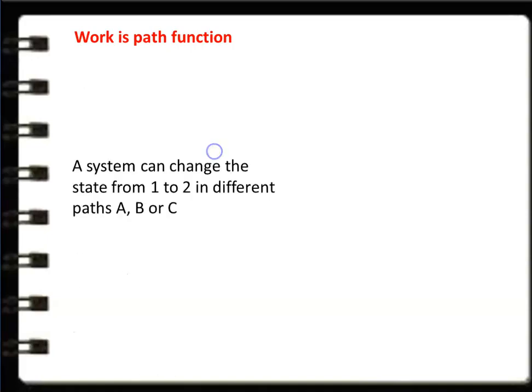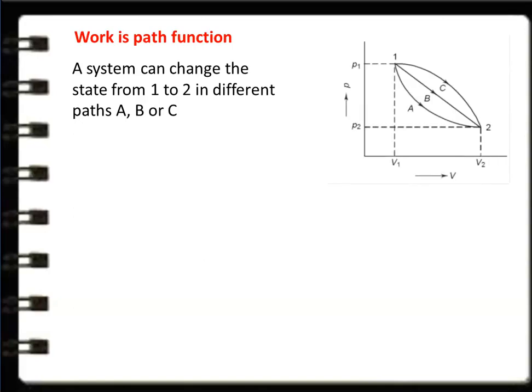So we have to prove that work is a path function. And we take this diagram. Take a few seconds and look at the diagram. Okay, there are two end points, 1 and 2. One is the initial point of the process, 2 is the final point of the process, and 1 and 2 are connected by three lines A, B, C.